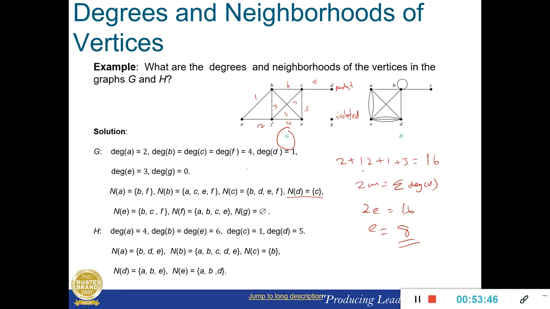2 plus 12 is 14, 14 plus 1 is 15, plus 3 is 18. Sorry, no one corrected me. 2 plus 12, 14, 15, 18. So it's 18, so 9 edges. Are you correcting me?